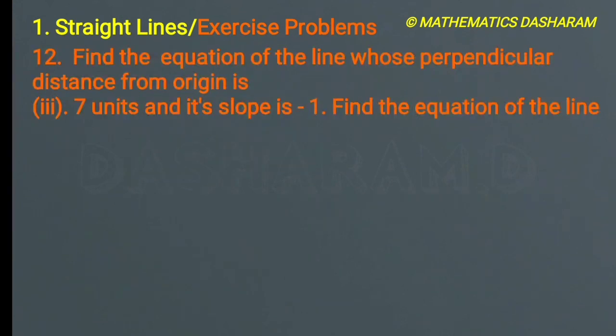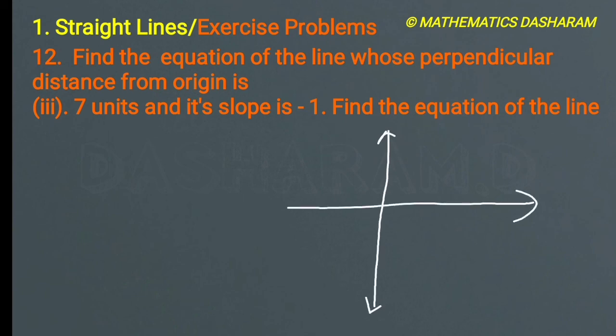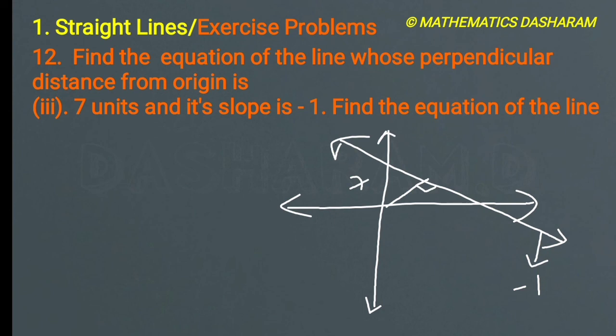The third question is 7 units and its slope is minus 1. Find the equation of the line. So here is the y-axis and this is the x-axis. Here is a line, the equation of the line whose perpendicular distance from the origin. So this is the perpendicular distance from the origin. It is 5 units. Sorry, it is 7 units. And its slope is minus 1. Find the equation of the line.